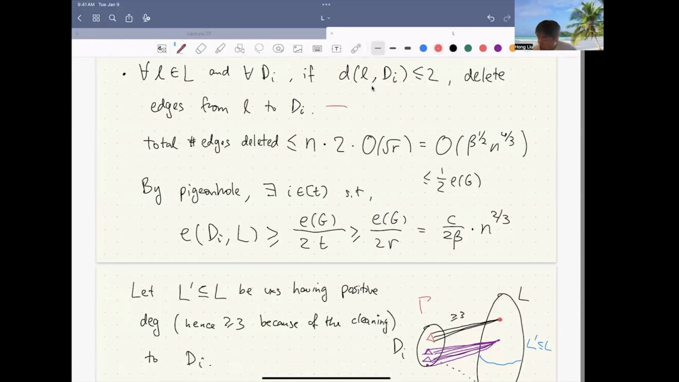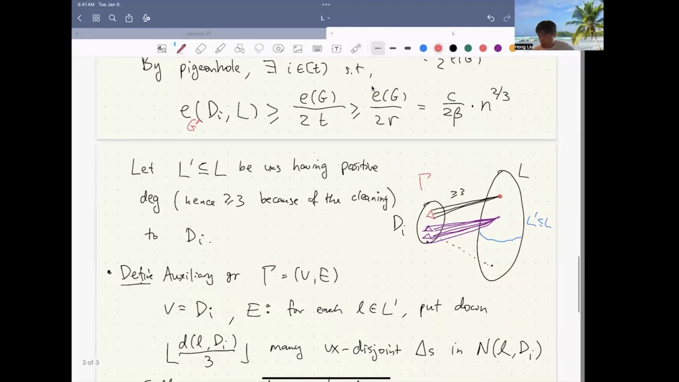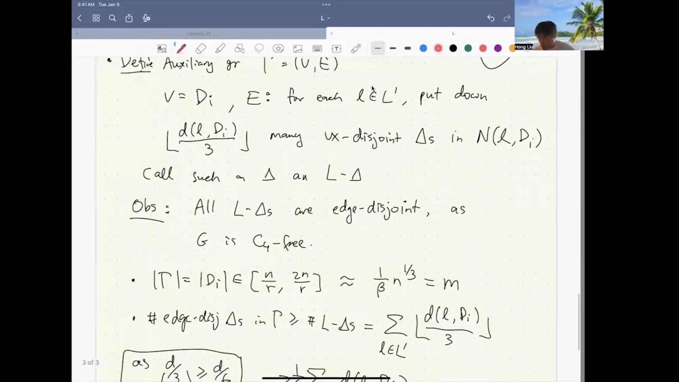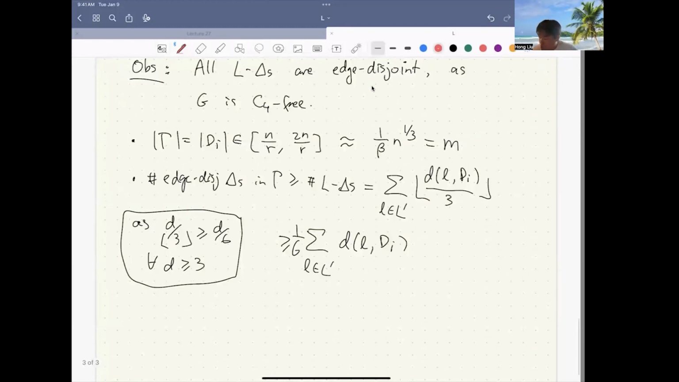To be precise, let me call this graph G prime after the cleaning. So what I really mean is in G prime after the cleaning, we still have this many edges. So this then equals 1 over 6 EG prime DI and L prime, which is the same as EG prime DI and L.